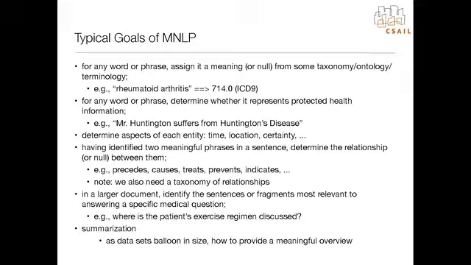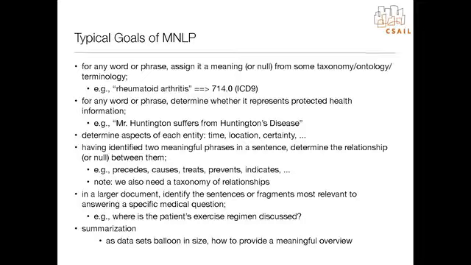And then you're also, for certain kinds of applications, what you'd really like to do is to identify what part of a textual record addresses a certain question. So even if you can't tell what the answer is, you should be able to point to a piece of the record and say, oh, this tells me about, in this case, the patient's exercise regimen.